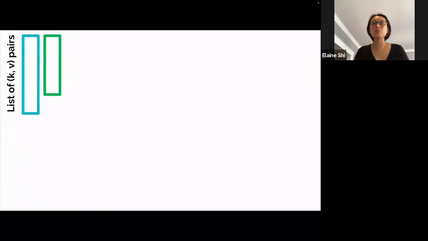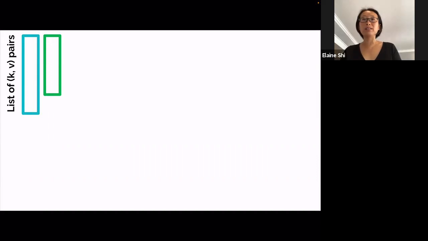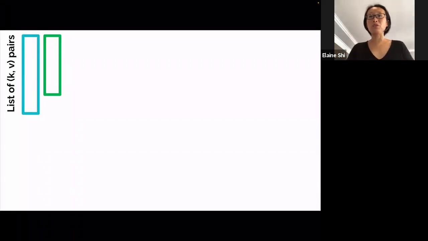So how does our algorithm work? Remember, the input is two tables, the blue one and the green one. Without loss of generality, I can assume that each table is a list of key-value pairs. And we want to join the two tables based on the key. Remember, joining is essentially computing the Cartesian product for each key.